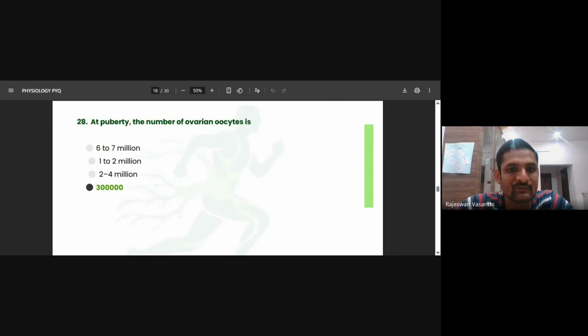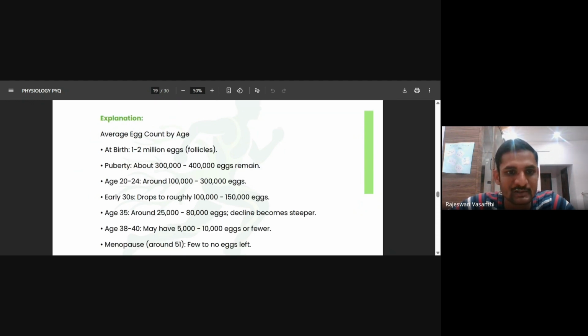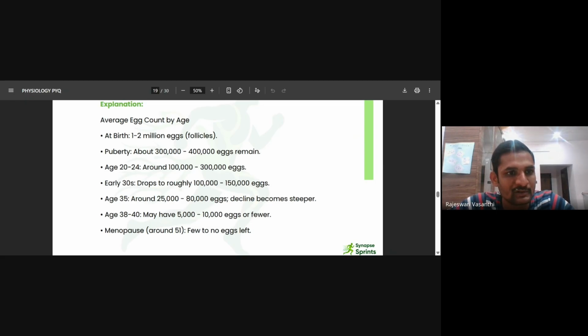At puberty, the number of ovarian oocytes is, this is again another important MCQ prone area. These numbers you have to remember. At birth, immediately after the child is born, the female child will have approximately 1 to 2 million follicles. During puberty, it gets reduced to just 3 lakhs to 4 lakhs. At reproductive age, it falls very rapidly. The maximum at the peak reproductive age is around 1 lakh to 3 lakhs. At the age of menopause, there will be very few eggs. So at birth, 1 to 2 million. Then during puberty, 3 to 4 lakhs.